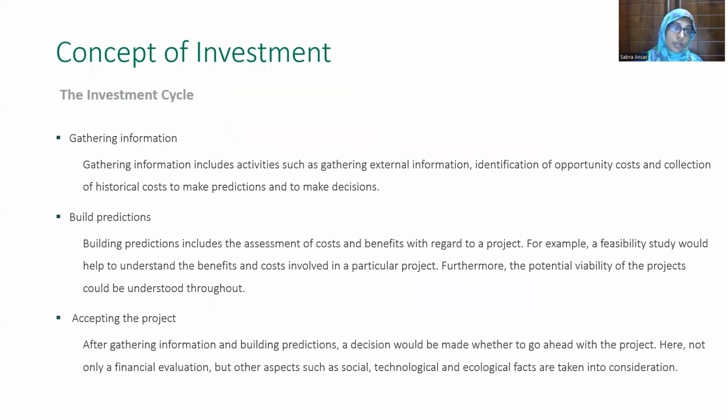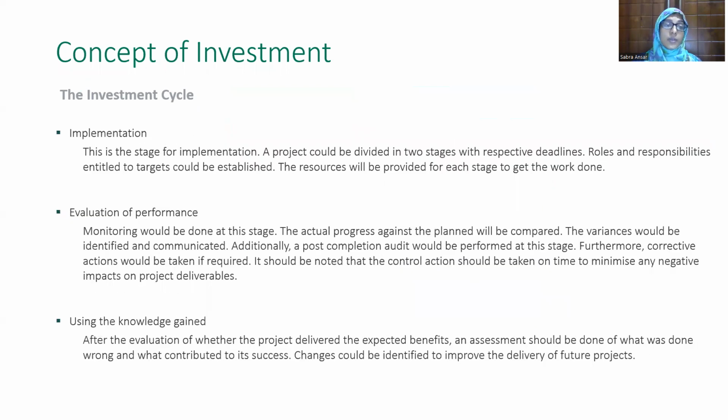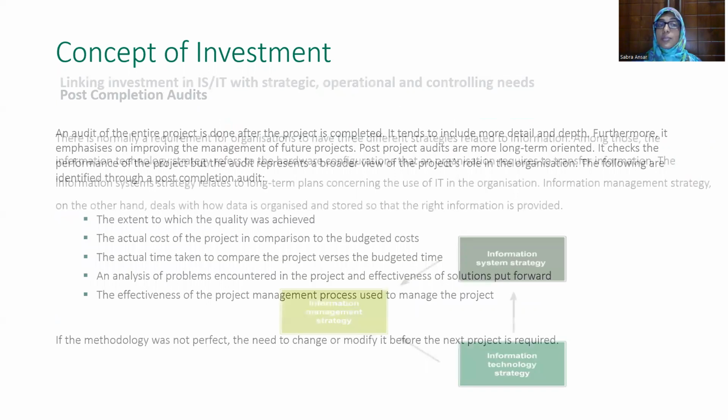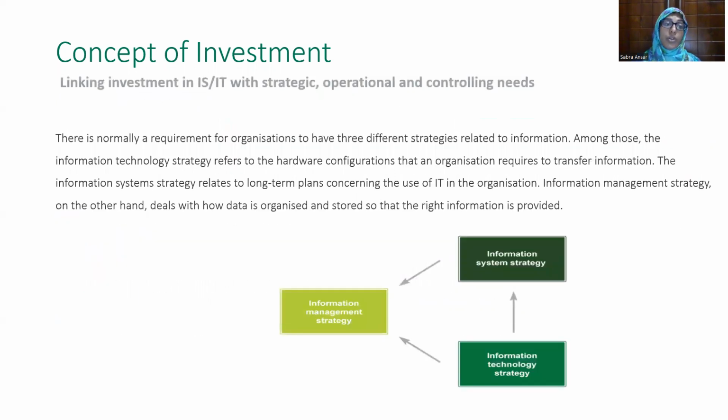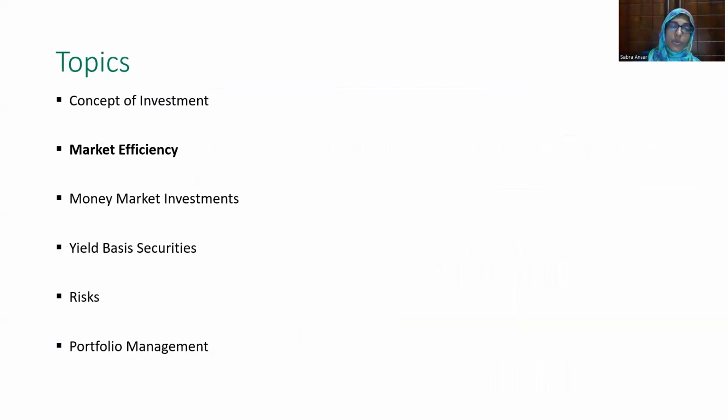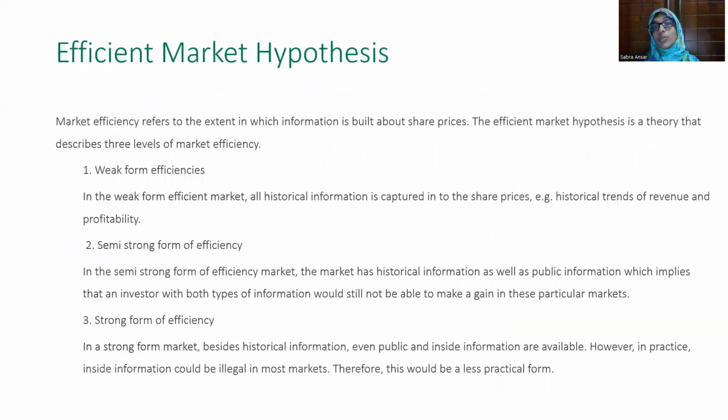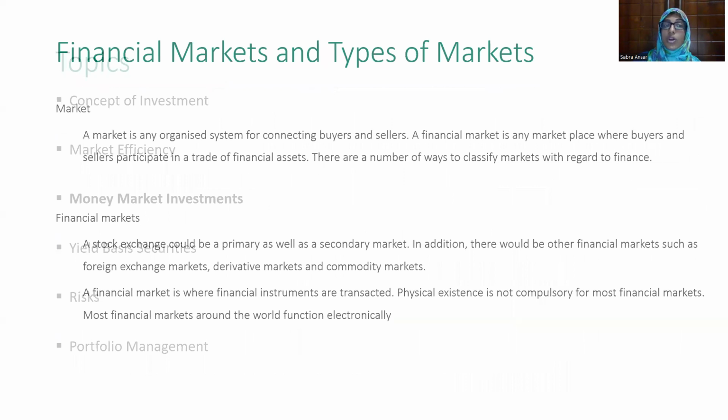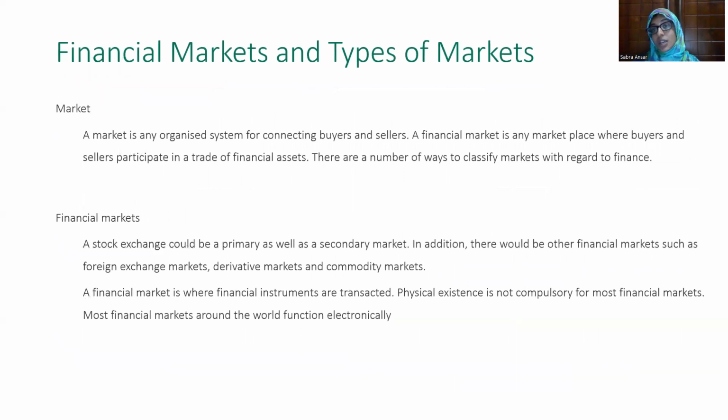And then the steps were talked about. Thereafter, we spoke about post-completion audit, and how to link the investment. Thereafter, we spoke about market efficiency. I told you what the efficient market hypothesis is. And then we went on to financial market and types of market. That is what we covered today. Actually, we covered this particular slide last week, however the continuation happened today.